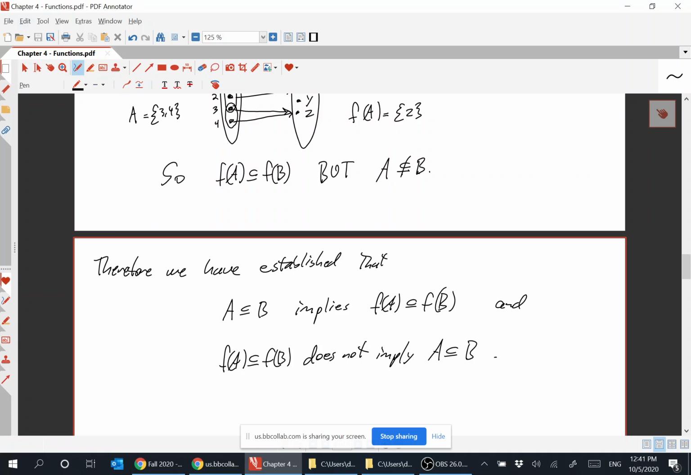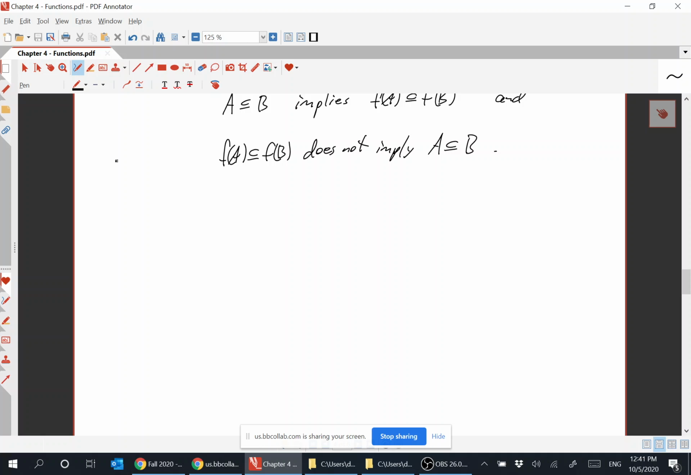All right. Let's consider the following now. So we've been talking about images here. Let's introduce the next concept called a pre-image.